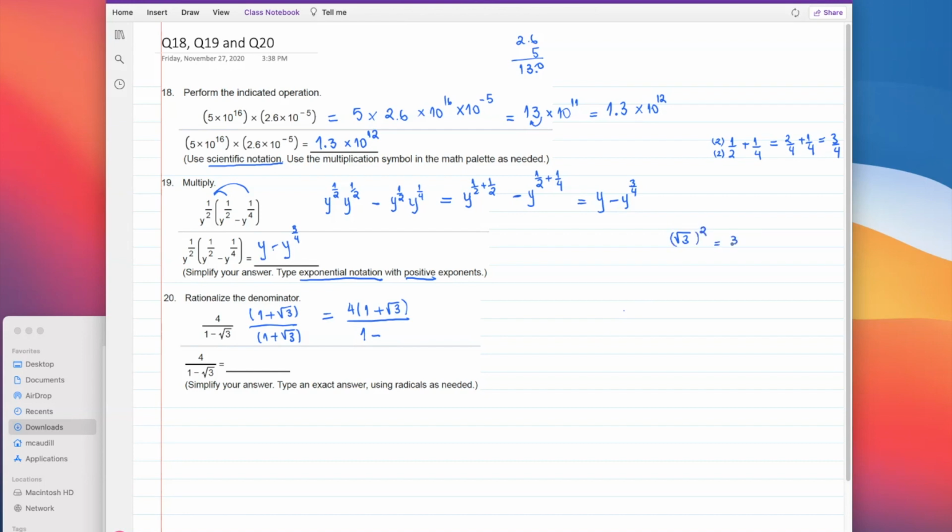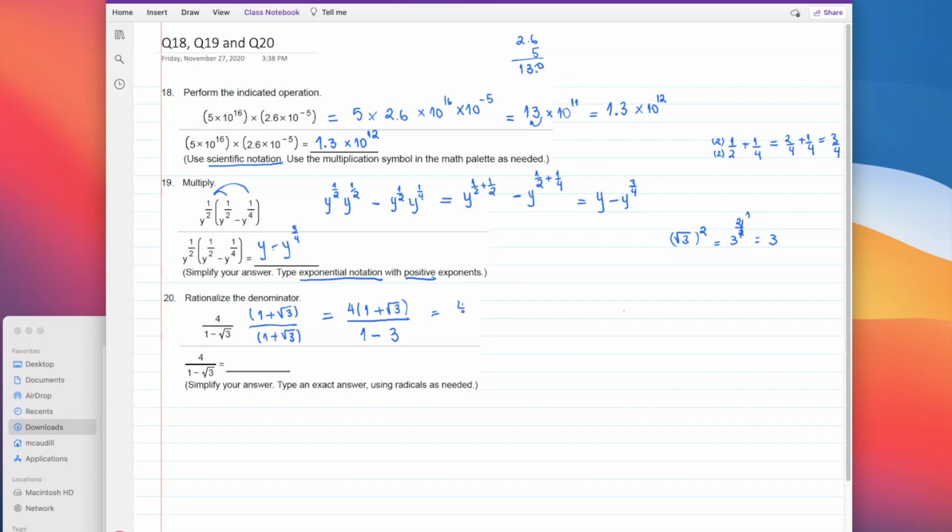If I write this as a rational exponent, it will be 2 over 2. This is 1, and then this is 3. So when you square or multiply the root by itself, the root goes away and only the radicand stays.